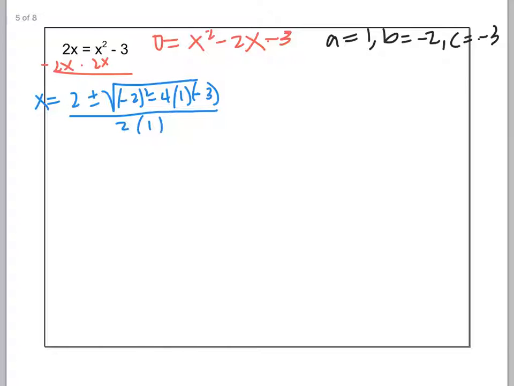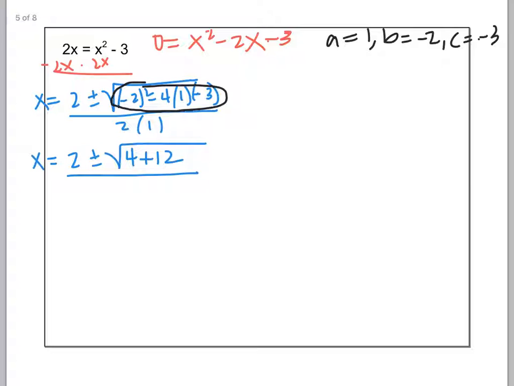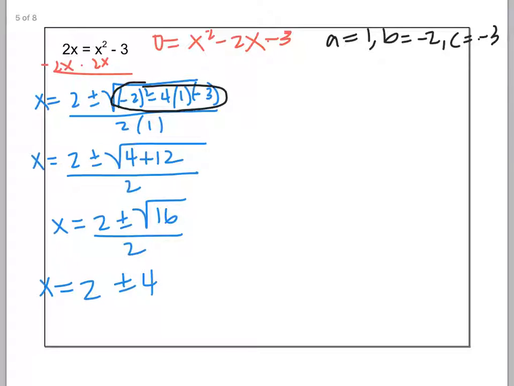I'm going to simplify under the square root first. So when I do that, I have x equals 2 plus or minus the square root of 4, negative 2 squared is 4, and then minus 4 times 1 is negative 4 times negative 3 gives me positive 12. And in the bottom I had 2 times 1, which is 2. Continue simplifying under my square root gives me x is equal to 2 plus or minus the square root of 16 all over 2. And then here again, I know the square root of 16 is 4. So at this point I have x is equal to 2 plus or minus 4 over 2.